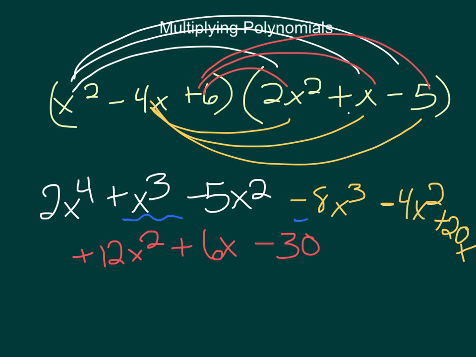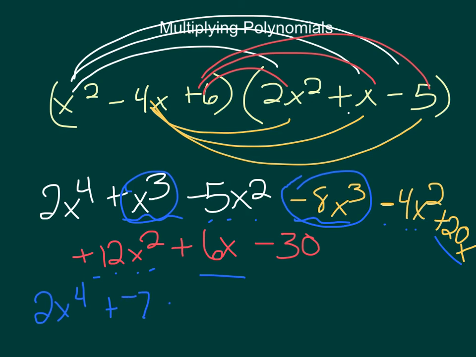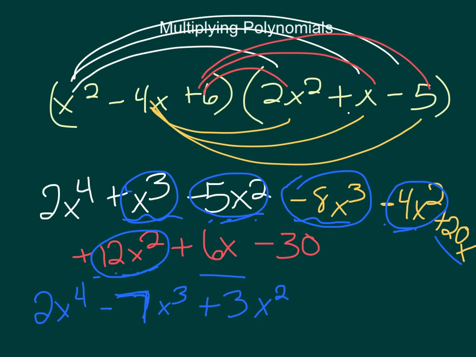We've got an x cubed here and x cubed here. We've got x squareds, and x squareds. And then we have a couple of just plain x's. So it's 2x to the 4th plus 1, -8, -7, -7x cubed. So let's change this plus to a minus, -7x cubed. And then we got the x squared, so we got -5 minus 4, that's -9, plus 12, that's +3x squared. And then our regular x's, so I got 20 plus 6, so that's +26x minus 30.